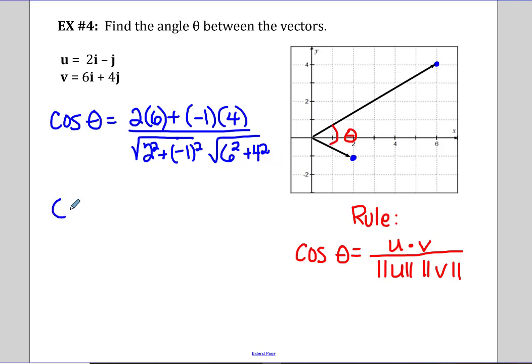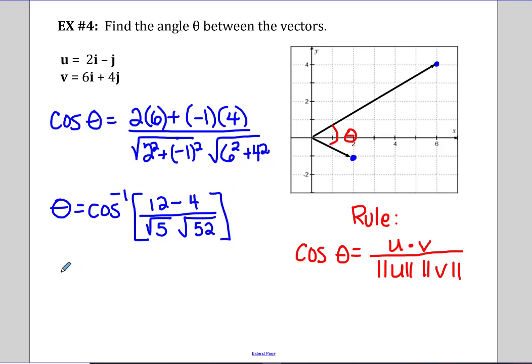So cleaning that up, we've got the angle would be cosine inverse, and our numerator is 12 minus 4, and our denominator is going to be the square root of 5 times, 36 plus 16, so the square root of 52. And to make it even easier on us for the calculator, we're going to combine terms. So I want to enter 8 divided by the square root of 260 on our calculator.